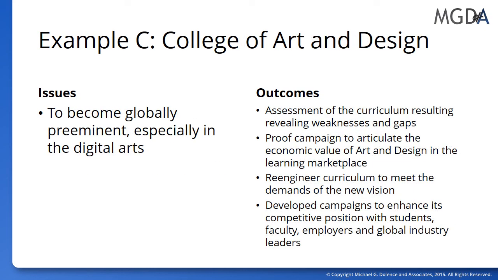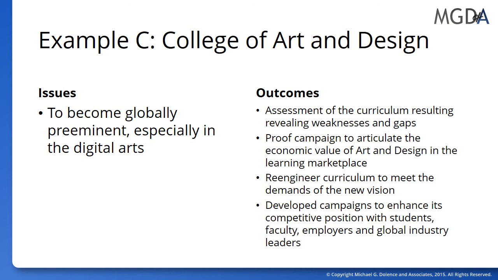In the third example, a College of Art and Design, while reviewing its mission using the SRS dialog framework, developed a vision to become globally preeminent, especially in the digital arts. They quickly arrived at their first strategic question: does the curriculum measure up to the vision? They engaged in a deep reflective assessment of the curriculum that revealed weaknesses. They then developed strategies to re-engineer the curriculum.